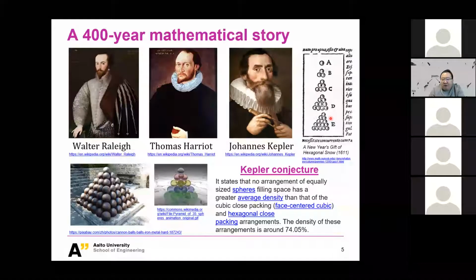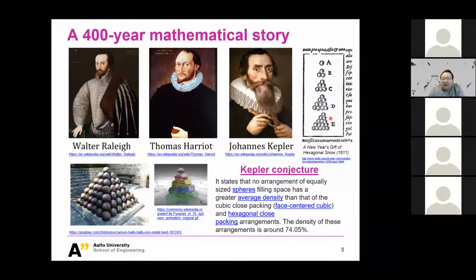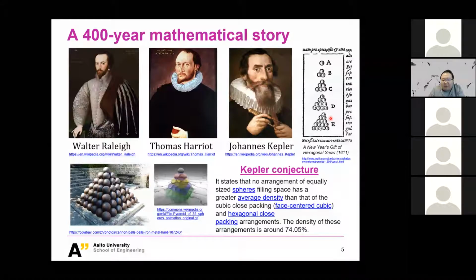So this statement was later transformed into the so-called Kepler conjecture. And it states that no arrangement of equally sized spheres filling space has a greater average density than that of a cubic close packing. So this is new for you. So cubic close packing, which is also called face-centered cubic. And that was one of them. And the second is hexagonal close packing arrangements.